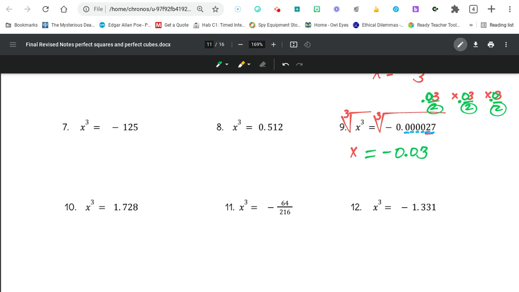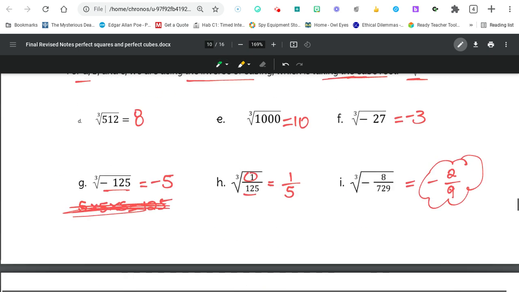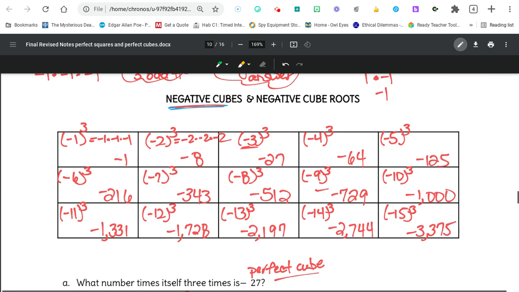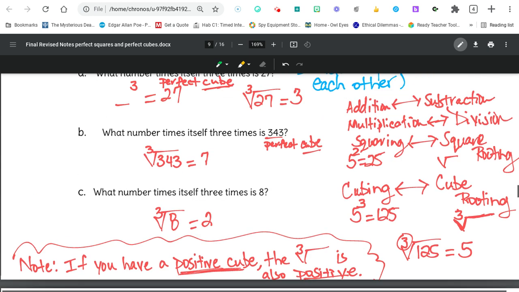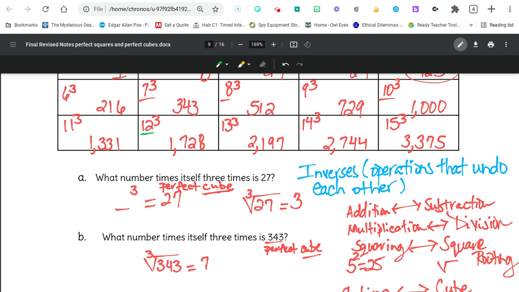Okay, I'll do one more of the decimals. I'll do number 10. I didn't mean for that to go all the way across. The cube root of x cubed is x. And we're going to look for the cube root of, I'm going to be thinking about 1,728. So let's go up here. 1,728, that's going to be 12.